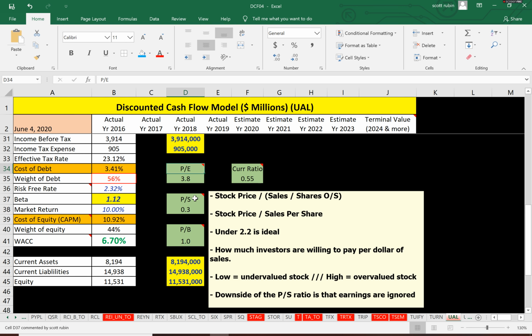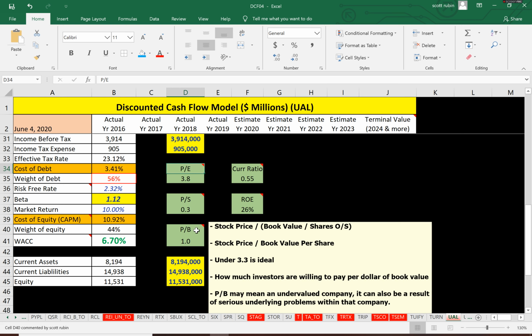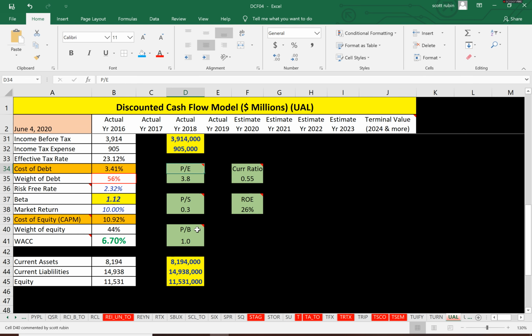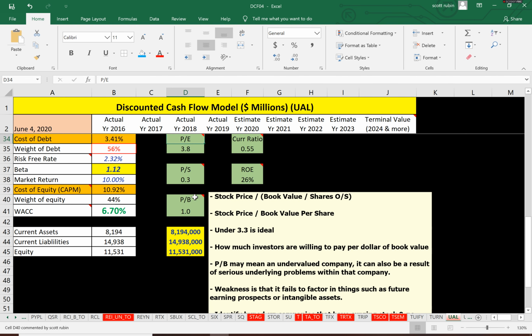Price to sales is a good ratio to look at for companies that are more in the growth mode and might have a really, really high PE. But in their case, they have a really great price to sales. So under 2.2 is what I look for. But the thing with price to sales, it doesn't take into account profits. So you might have a great price to sales ratio, but if you're not converting into profits, it doesn't really mean too much.